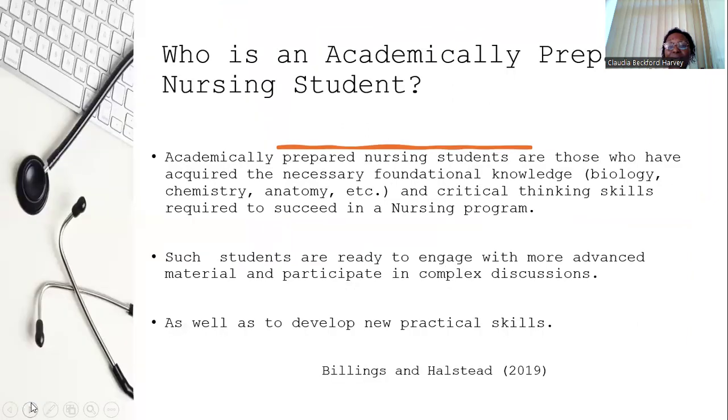So then, who is the academically prepared nursing student? Billings and Halstead describe the academically prepared nursing students as those who have acquired the necessary foundational knowledge and critical thinking skills required to succeed in a nursing program. Such students are ready to engage with more advanced material and participate in complex discussions, as well as to develop new practical skills.